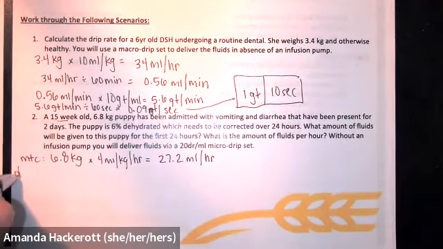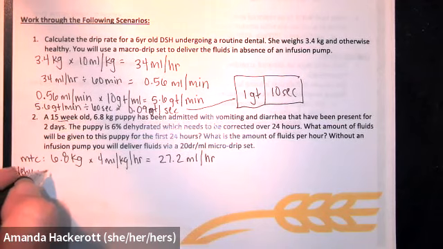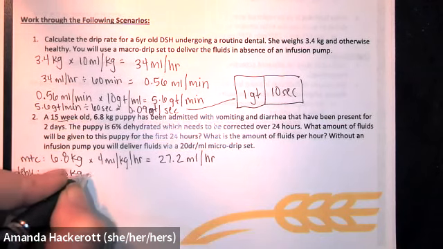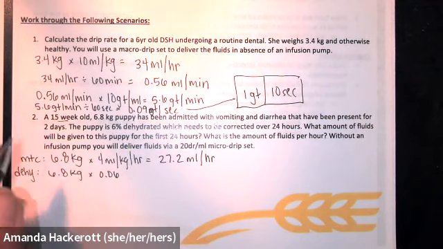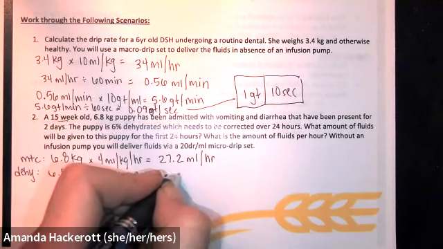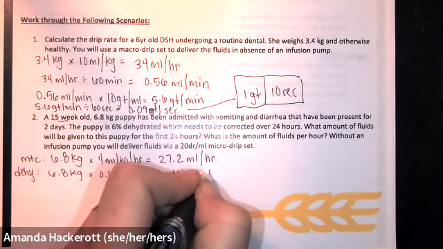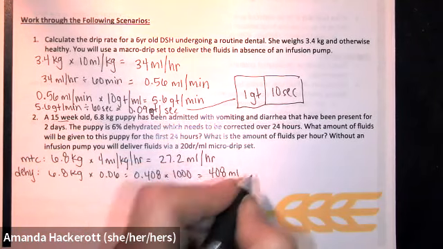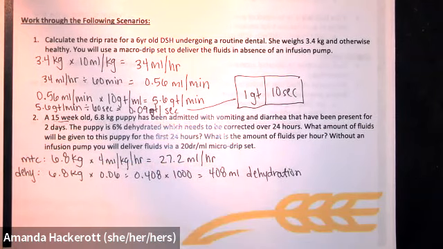But the problem told us that he's also dehydrated. So we need to figure out the replacement amount of fluids for his dehydration. So in order to do that, we again take the patient's weight and times that by the percentage in decimal form of dehydration. And then we're going to times that by 1,000. And that gives us our 408 mils of a dehydration or hydration deficit.